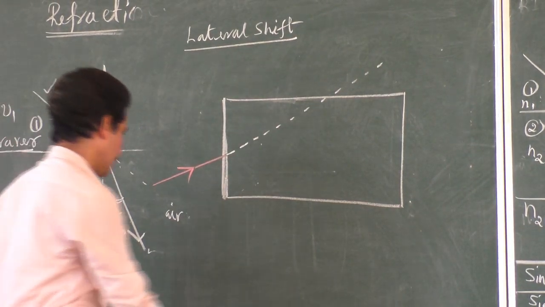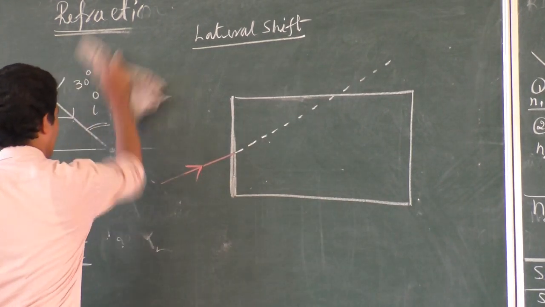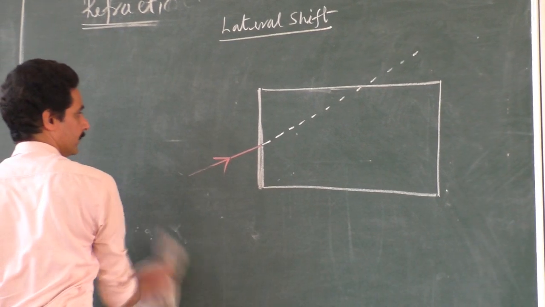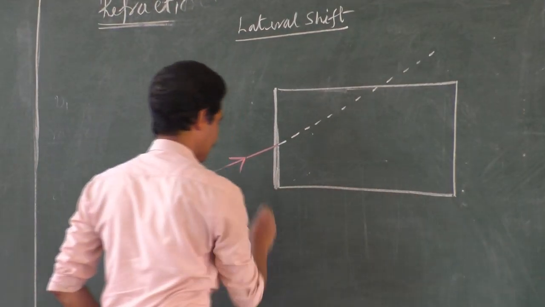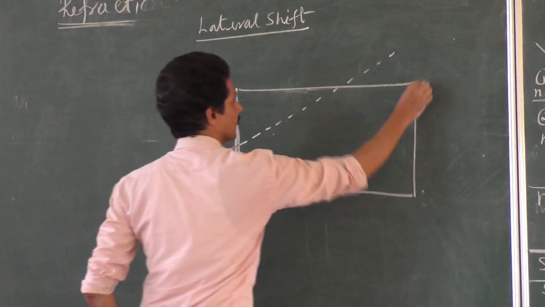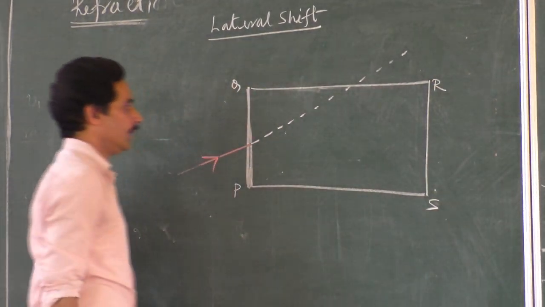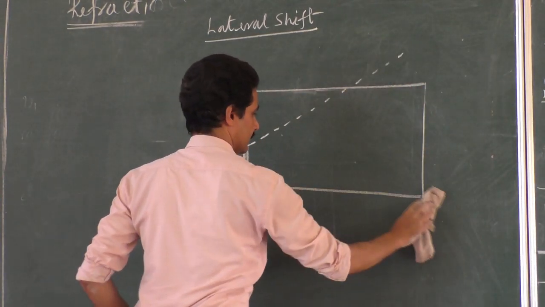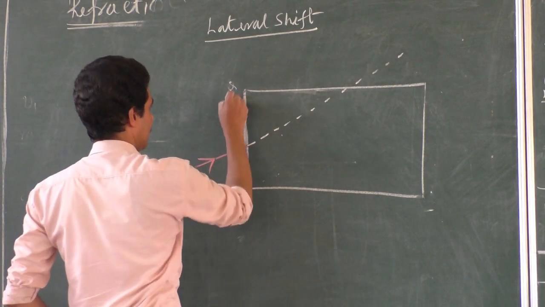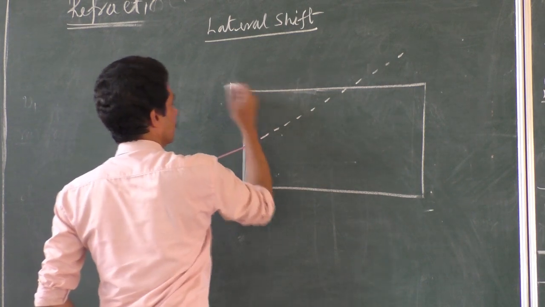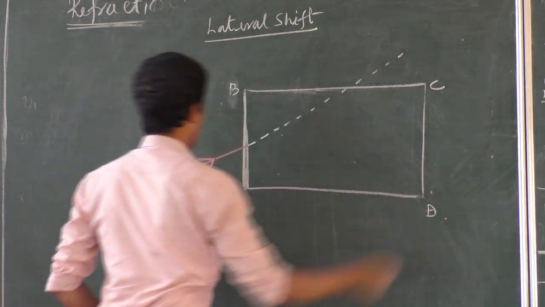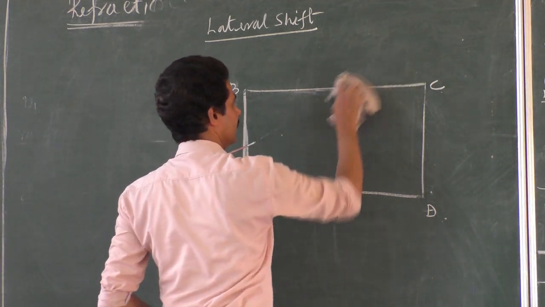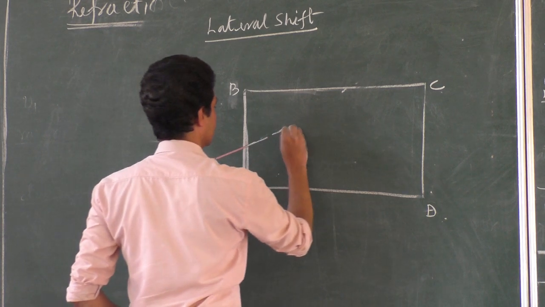Let a ray of light undergo refraction through a parallel sided medium. Take a ray of light incident on a glass slab. These two sides, let them be parallel. ABCD is a rectangular glass slab. The original direction should be a straight line. Okay, it should be like this.